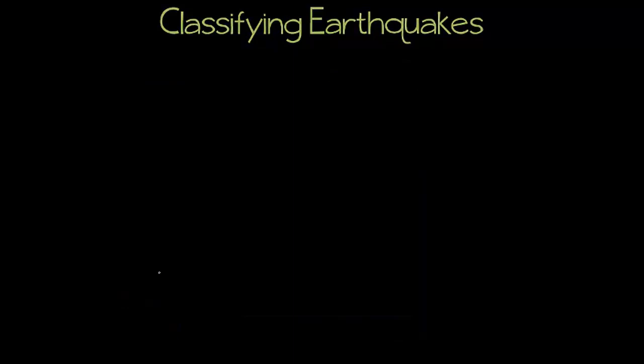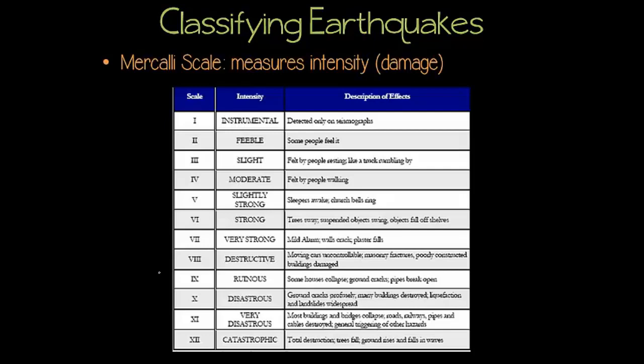The other scale used to measure earthquakes is called the Mercalli scale. And the Mercalli scale measures intensity, or the amount of damage caused by earthquakes. Now this one's not really mathematical. It's not taking measurements. It's using descriptions by people of what the earthquake felt like. So the Mercalli scale goes from 1 to 12. And each level has descriptions of what that earthquake is going to be like in terms of damage.